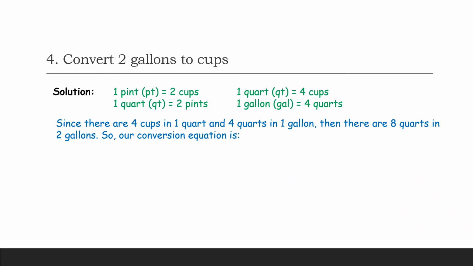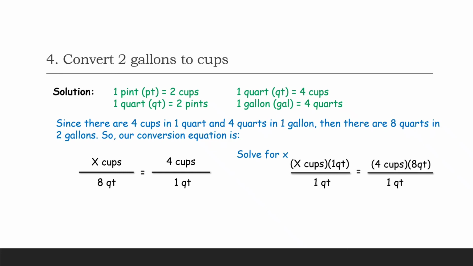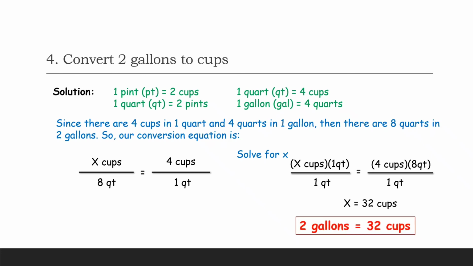Since there are 4 cups in 1 quart and 4 quarts in 1 gallon, then there are 8 quarts in 2 gallons. So our conversion equation is x cups divided by 8 quarts is equal to 4 cups divided by 1 quart. Solve for x. Then we get x is equal to 32 cups, or 2 gallons is equivalent to 32 cups. Okay?